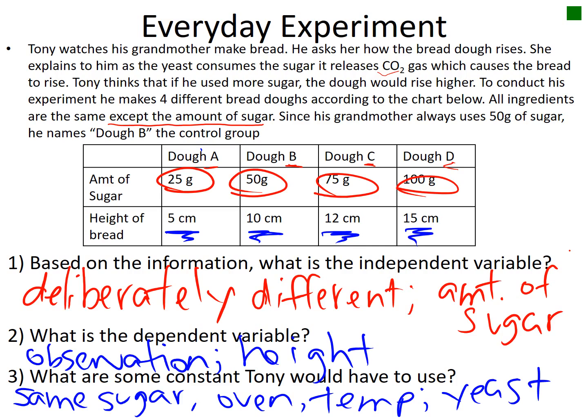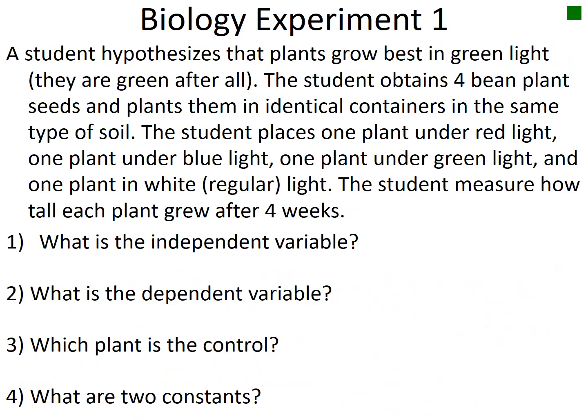Yeast can expire, so you wouldn't want to give dough D brand new yeast and dough A some old yeast that you had sitting around. So those would be some constants that he would need. All right, so let's move on to a biology experiment.